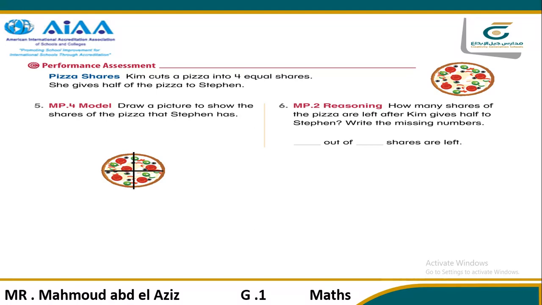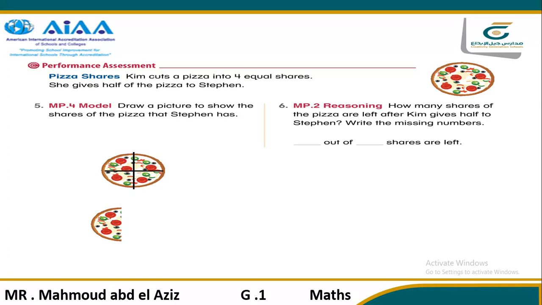So he wants from you to draw a picture to show the shares of the pizza that Stephen has. So she gives half of the pizza to Stephen. What equal halves here? She will take 1 piece or 2 pieces. Excellent. 2 out of 4, which equals 1 half. So we will take 2 pieces here. It's 2 out of 4, which equals 1 half. Or in other words, 2 quarters equal 1 half.